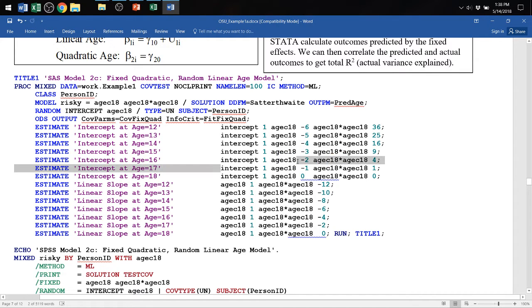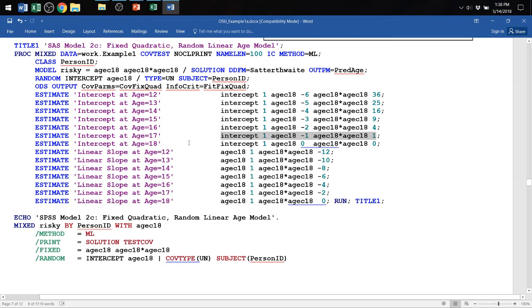To get it at any other occasion, you fill in your times. So at 17, it's -1. -1 squared is 1. At 16, it's -2. -2 squared is 4, and so on. So I get not only the predicted intercept at each of these occasions, but the standard error that goes with it, which is nice when you want to make confidence intervals and that kind of stuff.